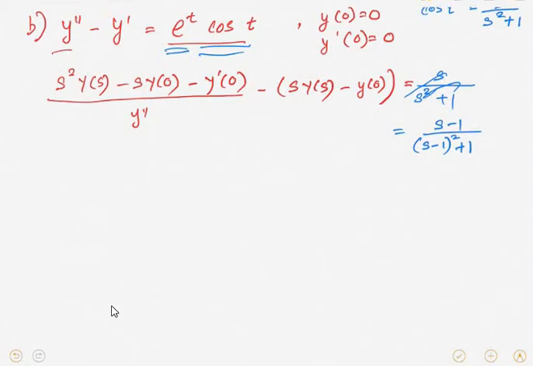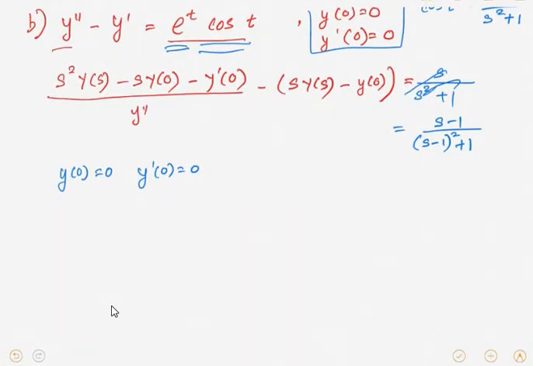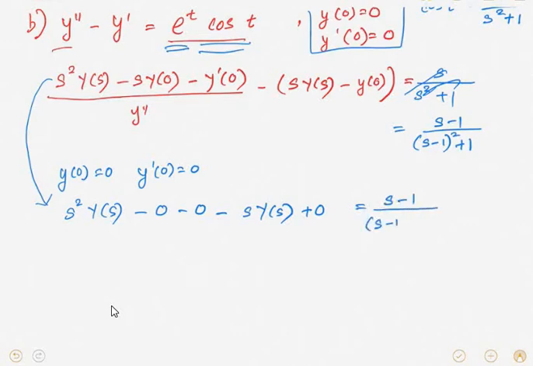And next, the second step, you need to know y(0). y(0) is 0 and y prime(0) is equal to 0 also. This is given in the question. Then you just substitute y(0) and y prime(0) here, and you get the value. So from here we have s squared Y(s), s y(0) you obtain 0, y prime(0) also you obtain 0, minus sY(s), y(0) obtain 0, so plus 0, equal to s minus 1 over s minus 1 squared plus 1.